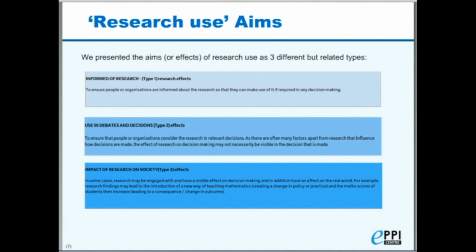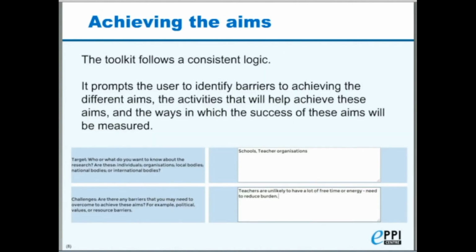So the toolkit encourages the user to think consistently through the various ways in which the research could have influence or impact, from the potentially interested parties or stakeholders, the aims they have for research use, as I've already mentioned, the barriers or challenges that they may need to overcome in order to achieve them. And in its own section, we have activities that will help them to achieve their stated aims. Following through in the next section on evaluation later on, the user is prompted to think through how they will capture the data to prove the success of their stated aims. So you can see the toolkit follows a consistent logic throughout the 6 different sections.